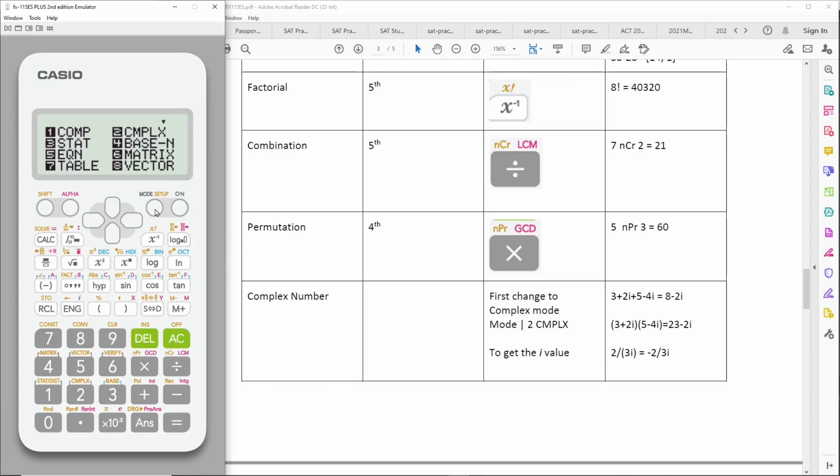So I'm going to go back to mode here, and go back to our main mode, option choice 1. Another important button is the factorial button. If I want to find 8 factorial, I press number 8, shift, this button here, you see the exclamation point above the button, so 8 factorial, then equal, so 40,320.